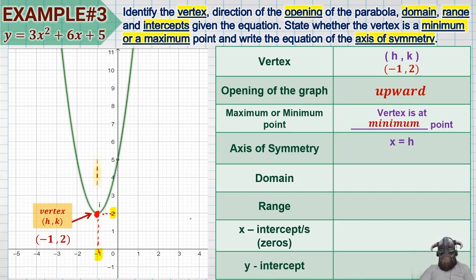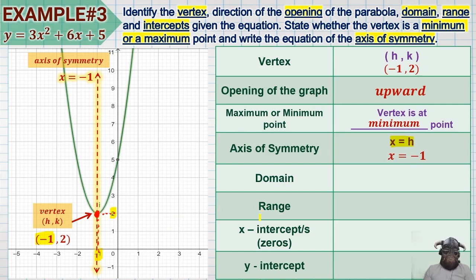Next, axis of symmetry. Draw a line that divides the parabola into two equal parts. Now, follow the idea of x is equal to h, wherein h is the x value of your vertex, -1. So, we define that axis of symmetry as x is equal to -1. So, lagay lang natin dyan sa table.